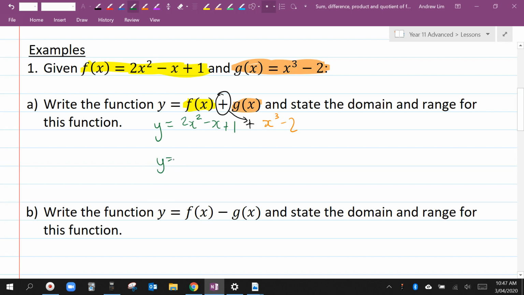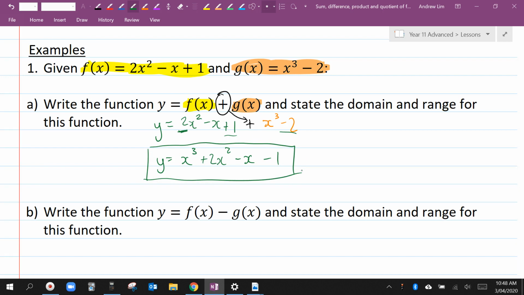Y is equal to, and I like to put the term with the highest power first in descending order. So that means I'm going to put x cubed first. Then I've got plus 2x squared. It's plus because it's positive. There's no minus sign in front of it. Then I've got minus x. I've got plus 1 minus 2 is minus 1. And that's it. That's my final answer. I've found the sum of these two functions.